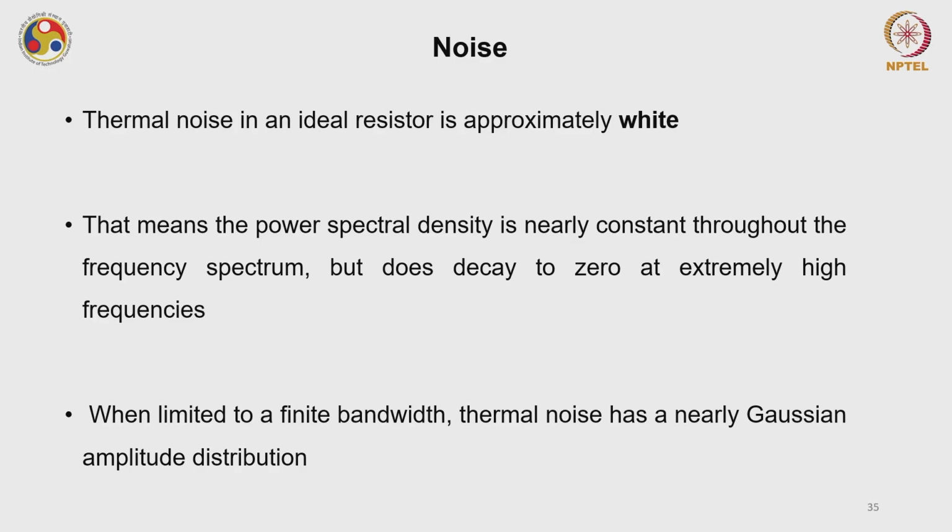So thermal noise in an ideal resistor is approximately white in nature. It means that the power spectral density is nearly constant throughout the frequency spectrum, but it decays to zero at very high frequency. When limited to a finite bandwidth, the thermal noise has a nearly Gaussian amplitude distribution. The conditions are very similar to the white signal. So with this, I hope the concept of noise is clear to you, particularly Johnson's noise.